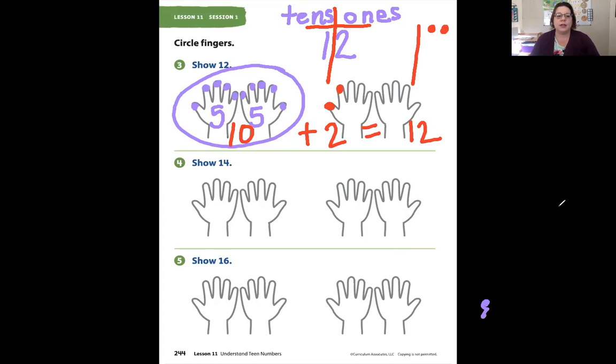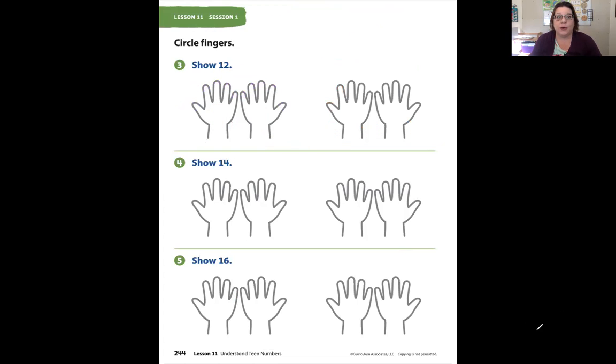We're going to go down to number 4 where it says show 14. But while we do that, I'm going to go ahead and clear out all of the writing we had before. So hopefully everybody was watching and getting their evidence on their paper. Now we're going to do show 14.